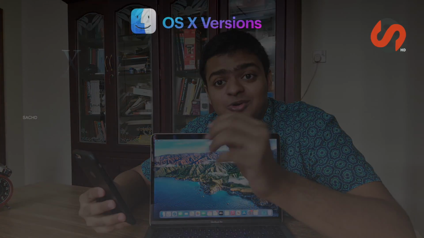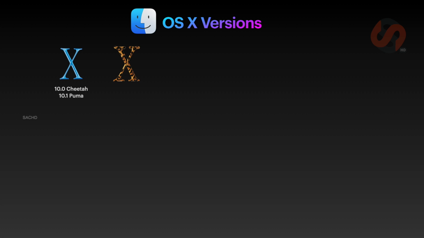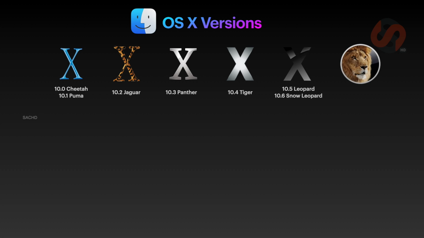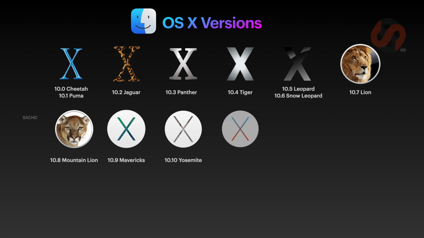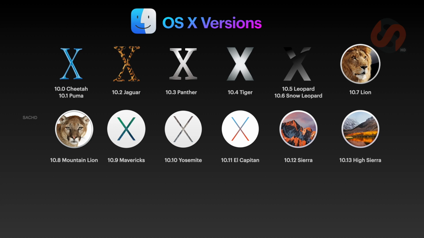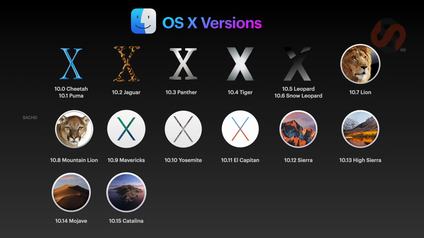Now here's the list of all the versions of macOS 10 that had been released before Big Sur. 10.1 aka Puma, 10.2 or Jaguar, 10.3 Panther, 10.4 Tiger, .5 Leopard, .6 Snow Leopard, .7 Lion, .8 Mountain Lion, .9 Mavericks, .10 Yosemite, .11 El Capitan, .12 Sierra, .13 High Sierra, .14 Mojave, .15 or Catalina. Now that's a lot of cats and places of California.